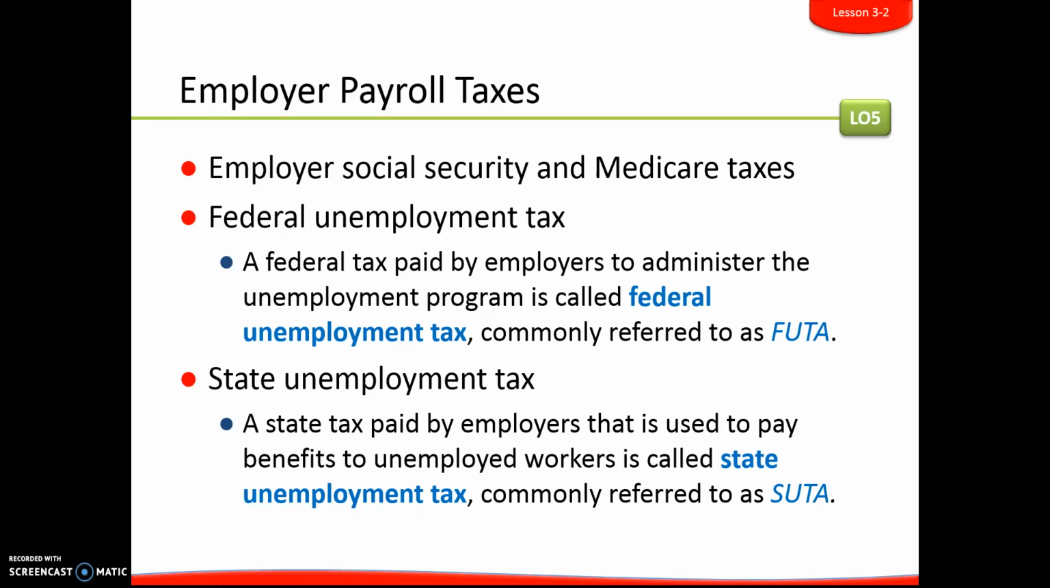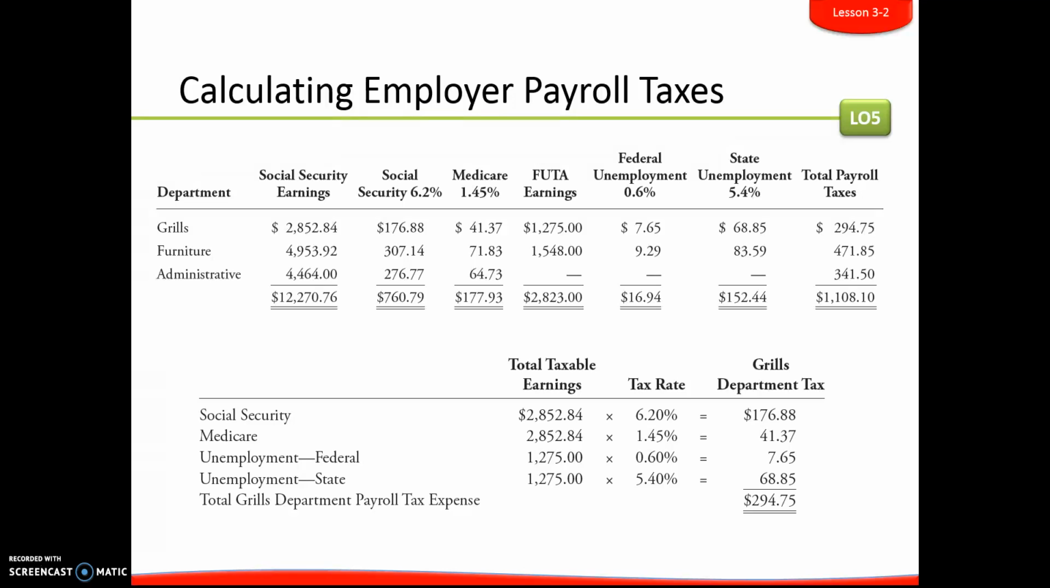And so this is just talking again about FUTA and SUTA, what those are, of course, the federal unemployment program and the state unemployment program. And so once we have our total taxable earnings found, what we can do then is take those times our tax rates. So this is simply adding up our total earnings, our total that's going to Social Security, which is 6.2% of those. And so if you wanted to look specifically at, say, the grills department tax, you could do that by figuring out the 6.2, 1.45, 0.6, and 5.4%.